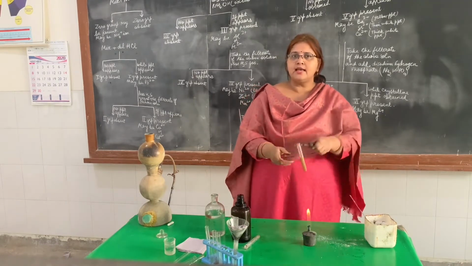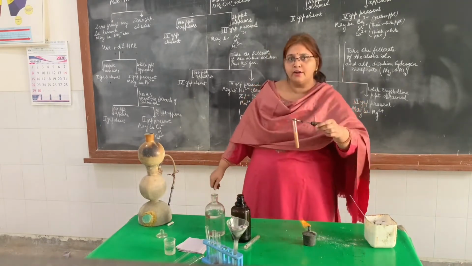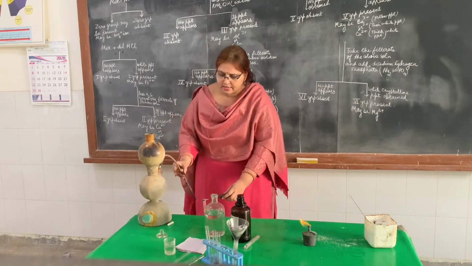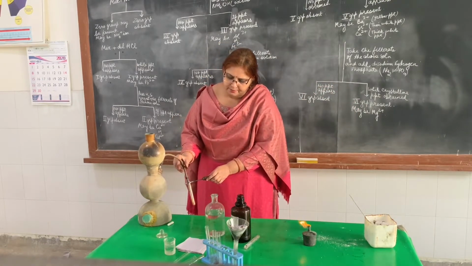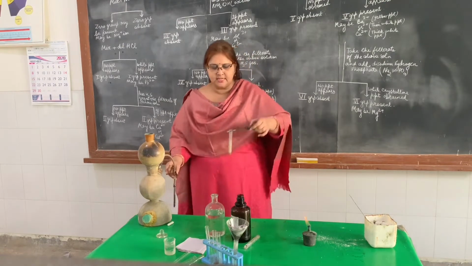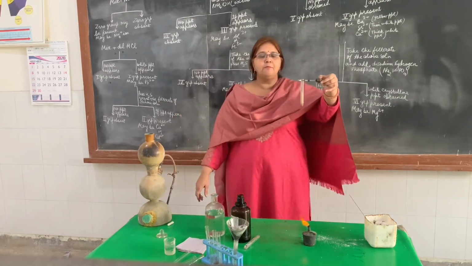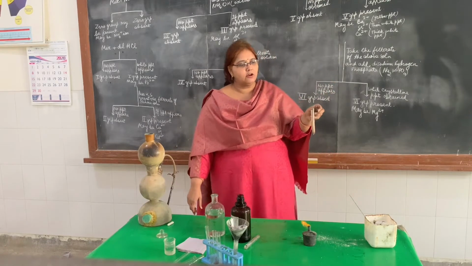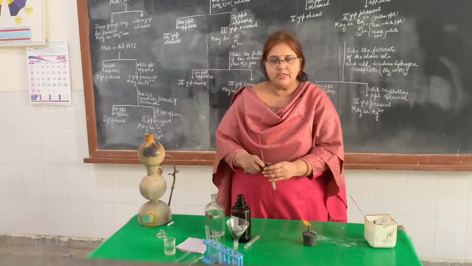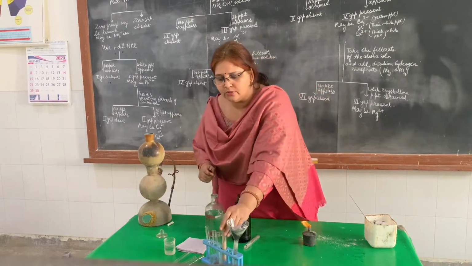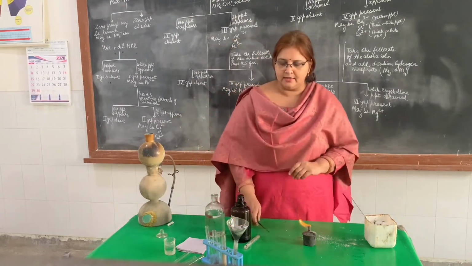Pass H2S gas to this solution. What happens in case of manganese? If manganese is present, then a different color precipitate will be obtained. Just see the color difference. The different color precipitate is obtained in case of manganese. Filter off the precipitate. Do the confirmatory test for manganese.